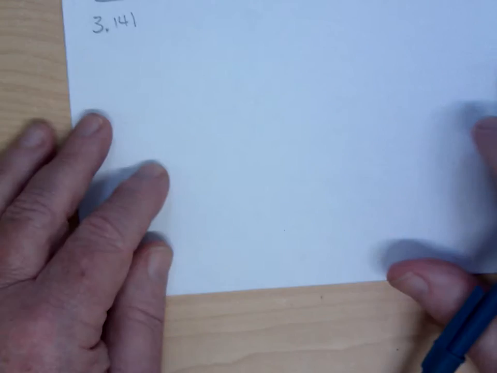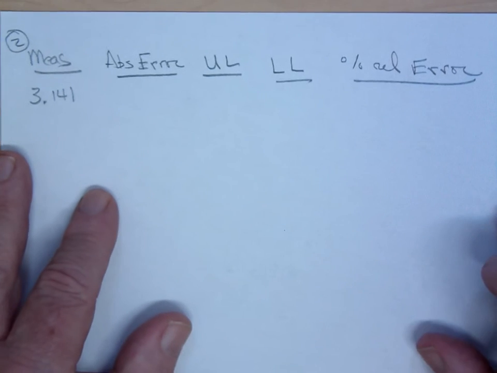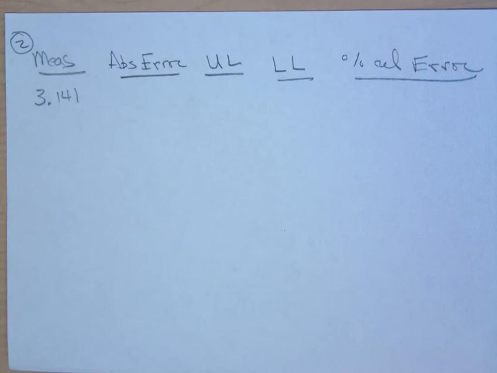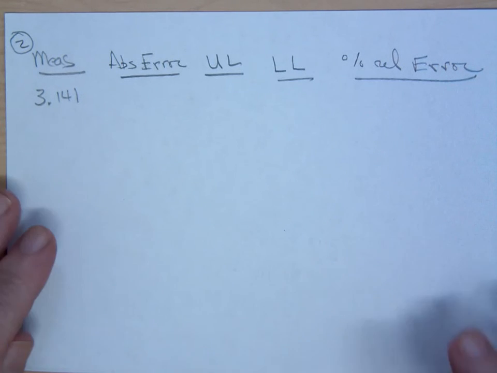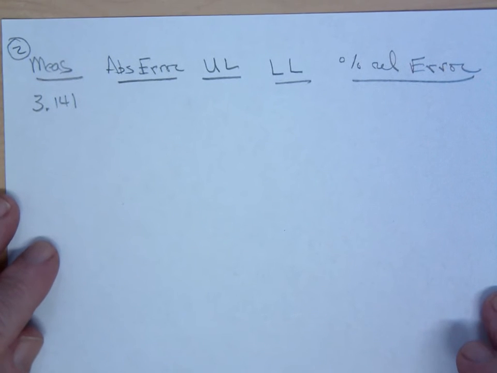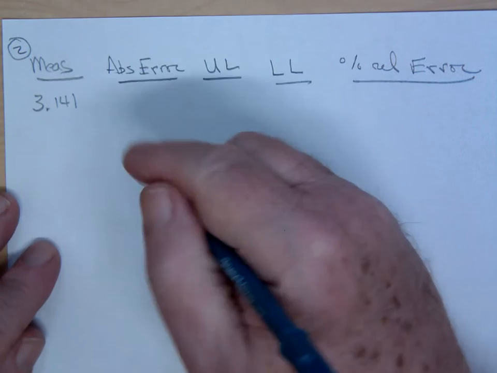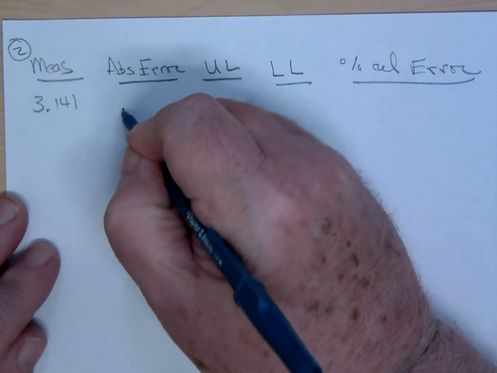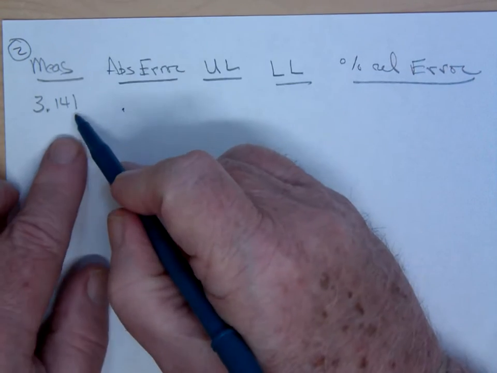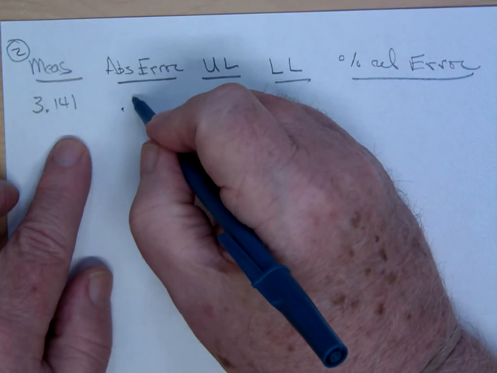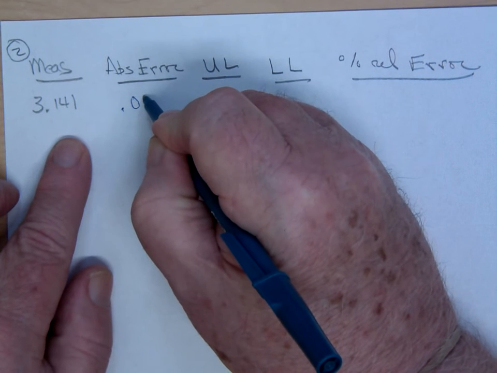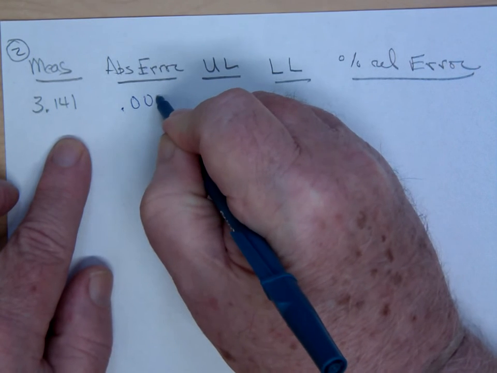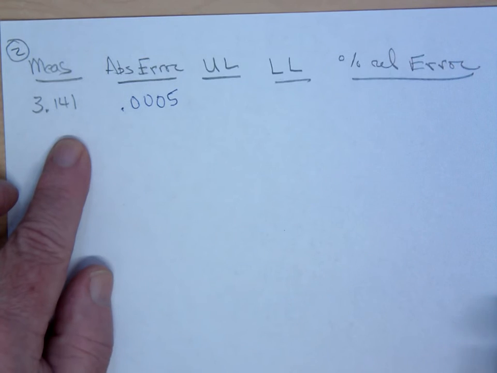A second kind of problem, although there might be multiple versions of this: if I have a measurement, and here I'm using pi as the measurement, we're going to figure out what the absolute error is, upper limit, and so on and so forth. Now, the absolute error is going to be the next place after the most significant digit showing, and it's going to be 5. So it's 0.000 and 5. So that is the absolute error.